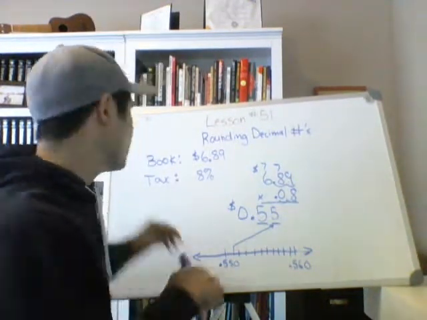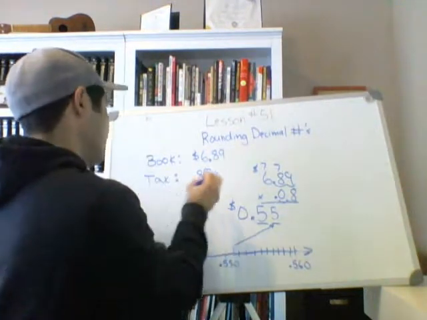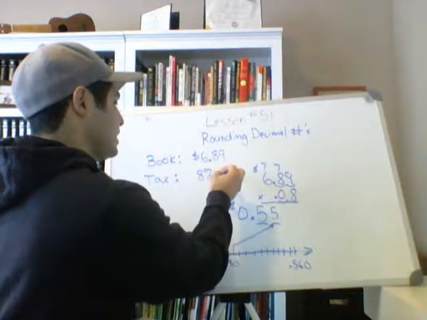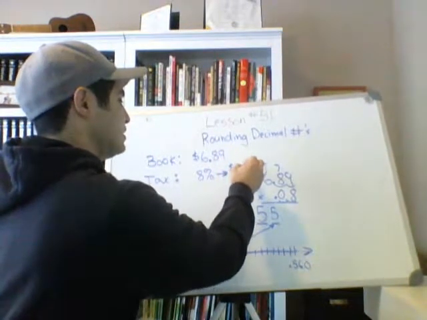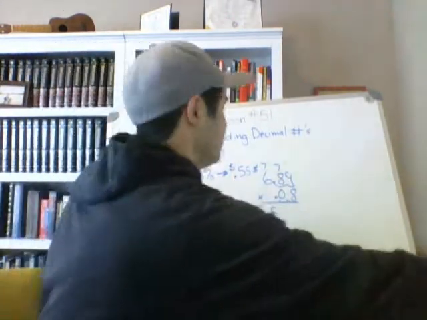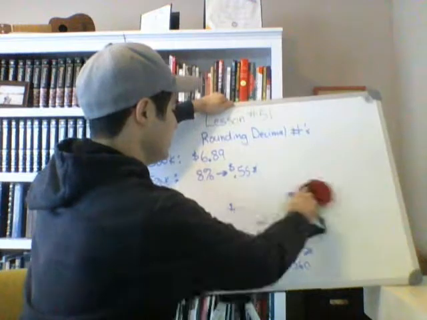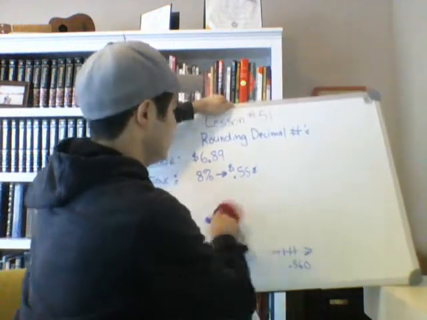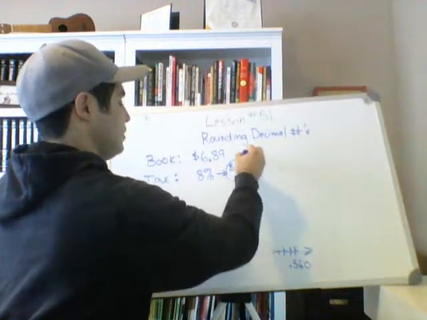So the answer to this problem, the tax on a book that costs $6.89, the 8% sales tax, would be a grand total of 55 cents. Let me erase some of this here. It's a little bit neater. So that would be your answer. 55 cents.